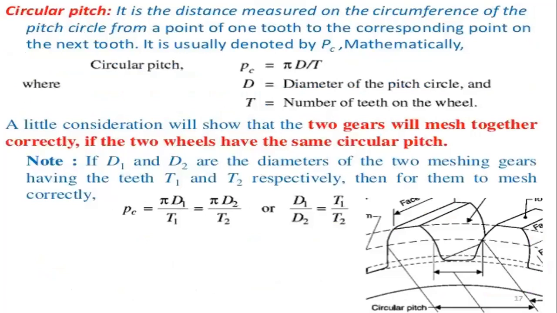Next one is the circular pitch. The circular pitch is directly measured as the distance on the circumference of the pitch circle from a point on one tooth to the corresponding point on the next tooth, and it is denoted by Pc. So Pc is the circular pitch here. Pc is taken as pi d by T, that is, pi d / T.